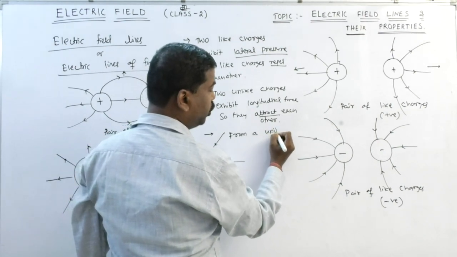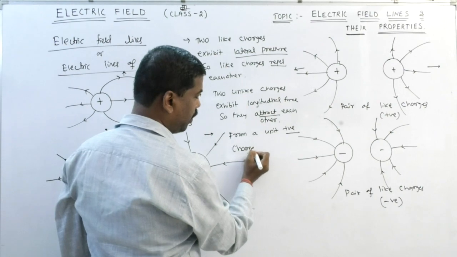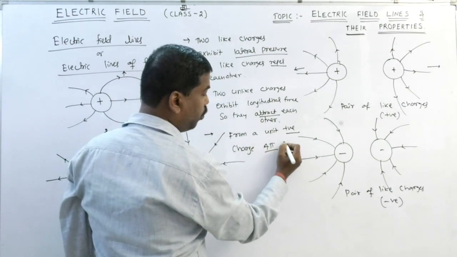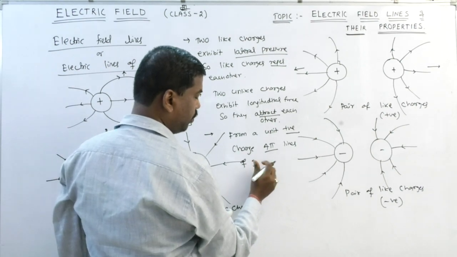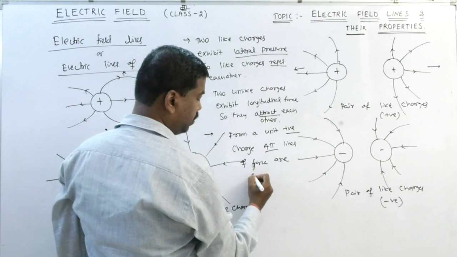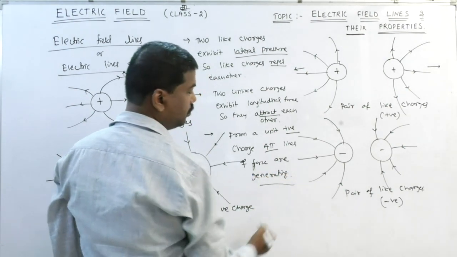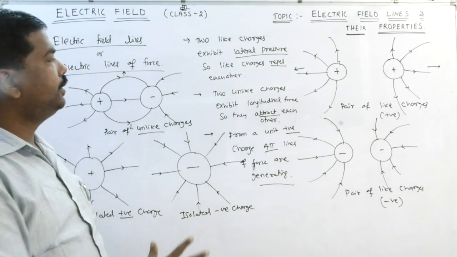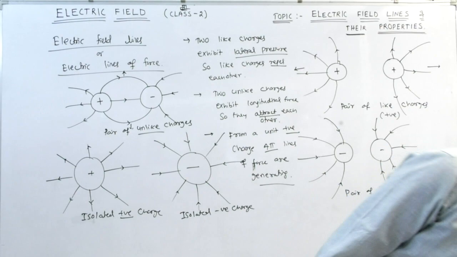From a unit positive charge, four pi lines of force are generated. Clear? This is about the properties of electric lines of force. Some questions related to it.